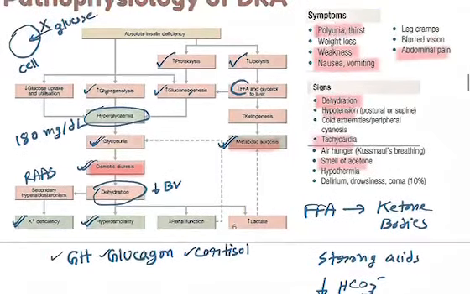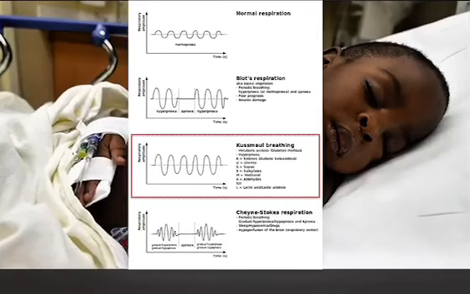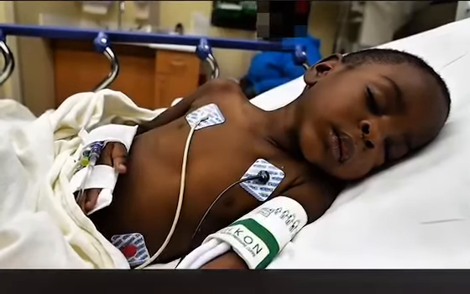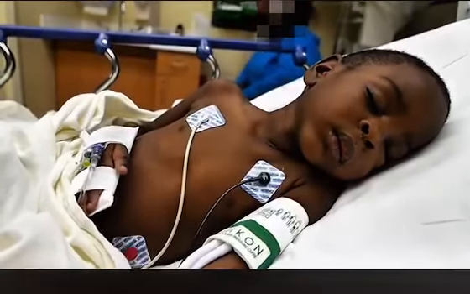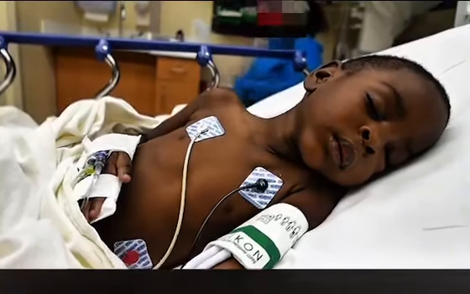Also, there is a mention about the breathing pattern which is called Kussmaul breathing. Now let us see what Kussmaul breathing is. In this video, we can see the breathing pattern of the patient is Kussmaul breathing. This breathing pattern is called Kussmaul breathing.